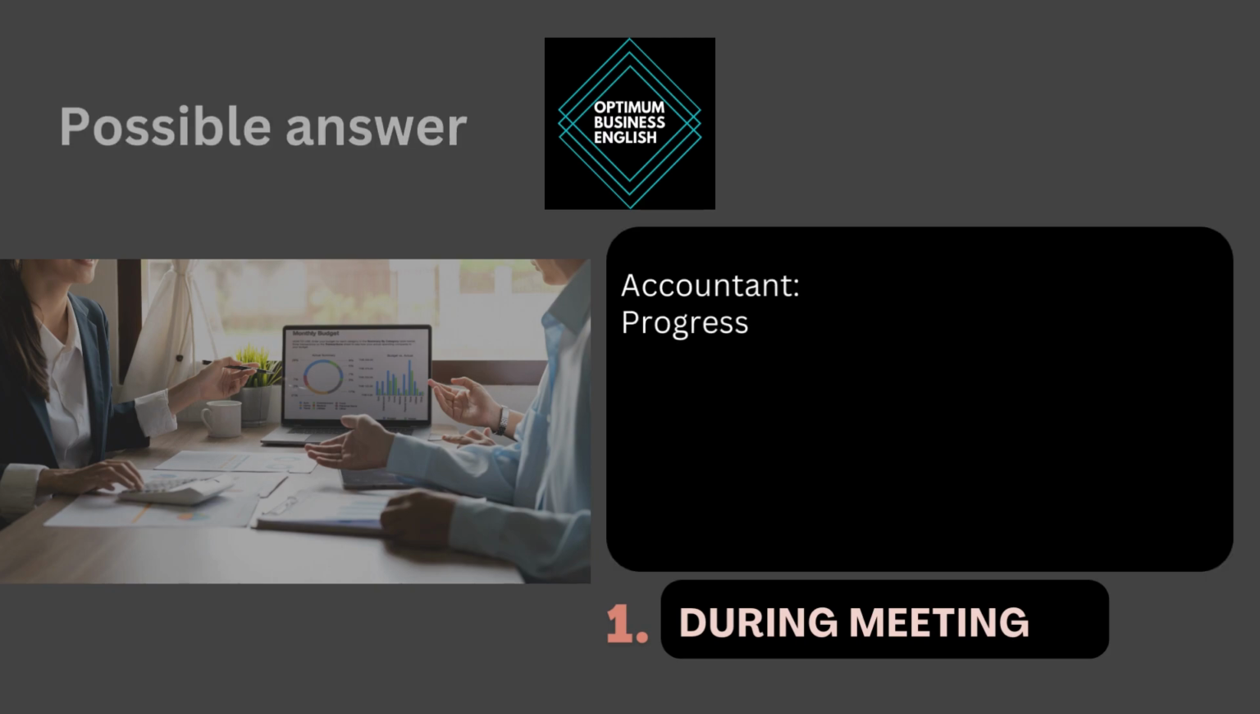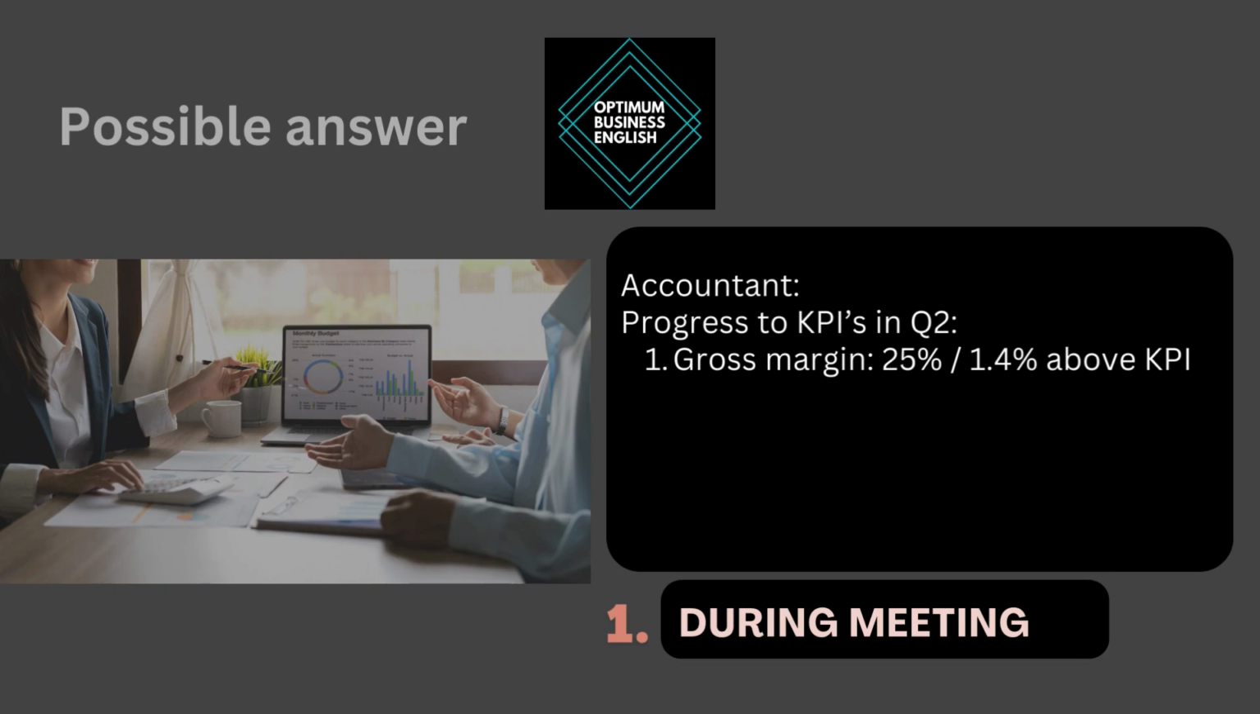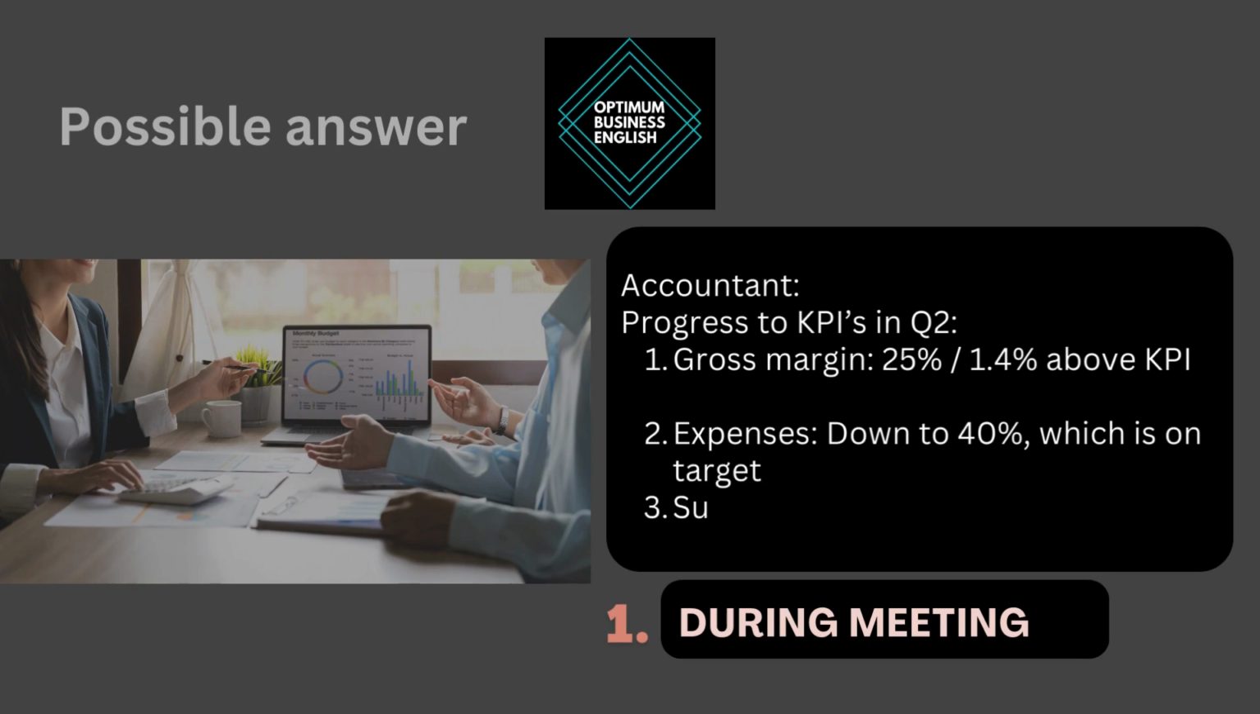Accountant, progress to KPIs in Q2. Gross margin 25% or 1.4% above KPI. Expenses down to 40%, which is on target. Supplier invoices date to payment over target by 2 days.